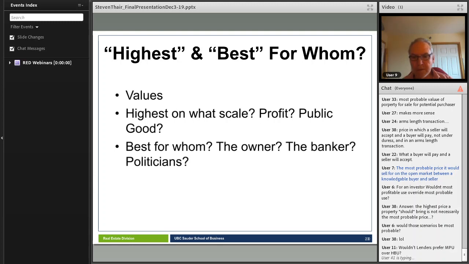Okay, well, here's a question from Brad. Wouldn't lenders prefer most probable use over highest and best use? Anybody want to vote on that? Yes or no? Here's my take on it.